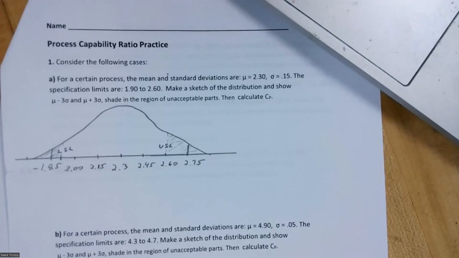I guess if this difference was bigger than this difference, then I would be telling you the CP is going to be less than 1. But if this difference is, oh wait, I said it the wrong way, didn't I? If this difference is bigger than this difference, then CP will be greater than 1. And the other way around, if this difference is smaller than this difference, CP will be less. Yep.